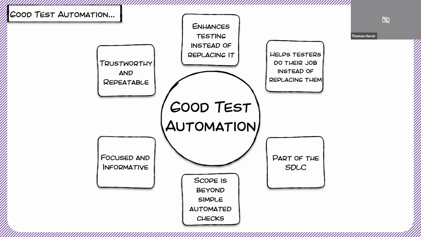So if something is always flashing red, you're eventually going to ignore it. So you need to make sure that your test automation is trustworthy, that when there is a failure, it's an actual true failure and something to investigate. If it's always failing, then people are going to stop paying attention.